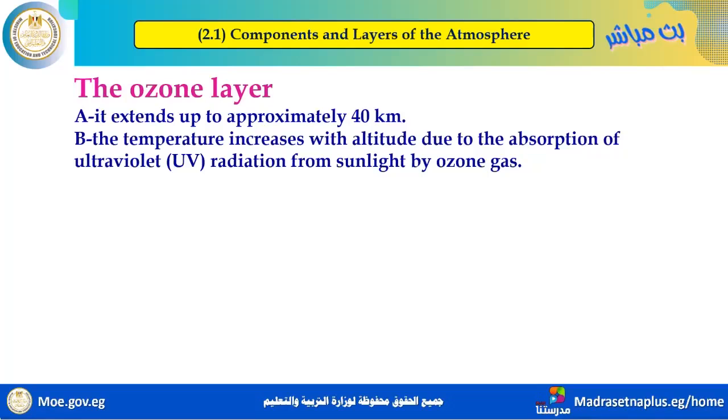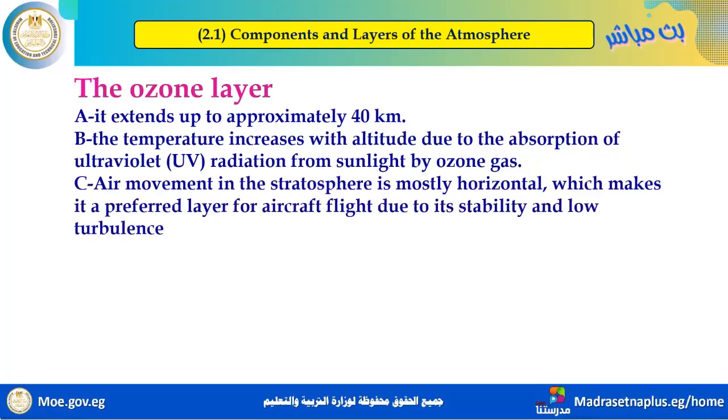Give reason. Temperature increases in the stratosphere as we go up due to absorption of ultraviolet radiation coming from the sun by ozone gas. Air movement in the stratosphere. Air movement is horizontal, like wind moving at the same level for the aircraft or land.